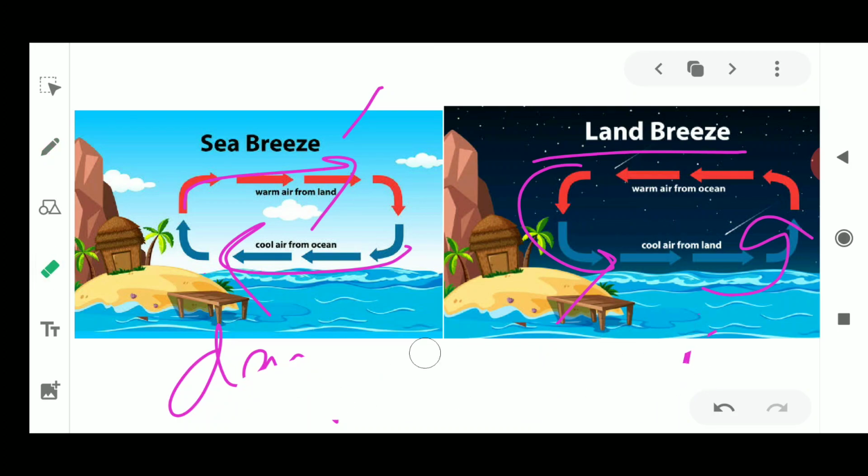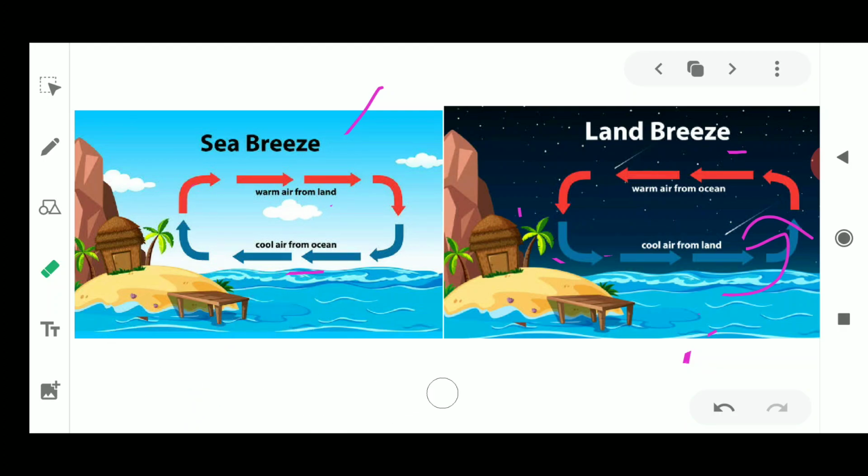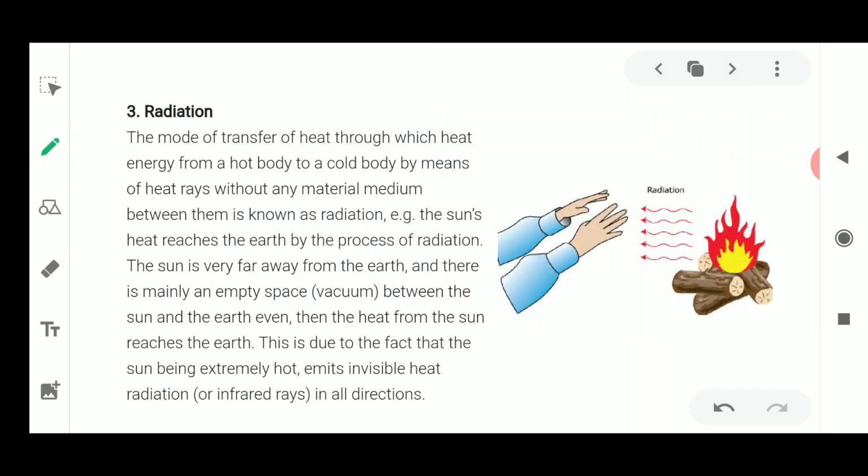Okay, where in one diagram the sun is shining, where you could see each and everything clearly. In the night time, the stars are shown in this picture, so you could see it very clearly that sea breeze is always taking place during day, and land breeze is always taking place during night time. Now the third heat transference is the way of radiation. Now what is this radiation? I told you that conduction always takes place in solids, convection takes place in liquid, whereas radiation is the way of heat transference when there is no solid or no liquid.